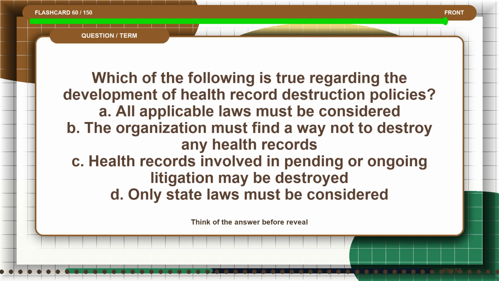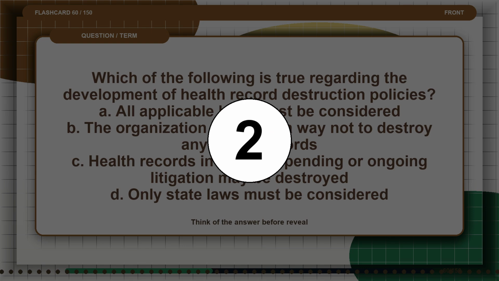Flashcard 60. Which of the following is true regarding the development of health record destruction policies? A. All applicable laws must be considered. B. The organization must find a way not to destroy any health records. C. Health records involved in pending or ongoing litigation may be destroyed. D. Only state laws must be considered. Think of the answer before the reveal.